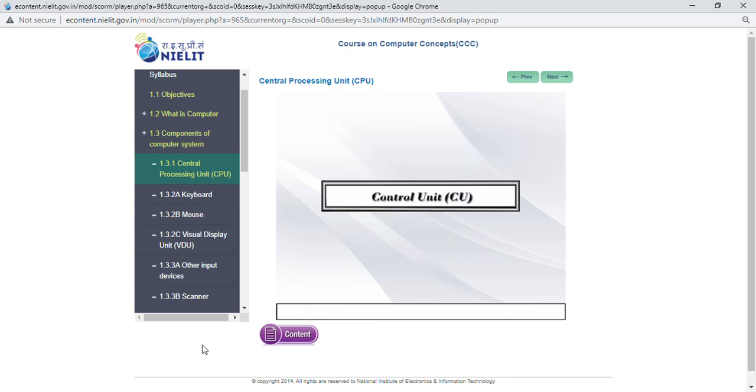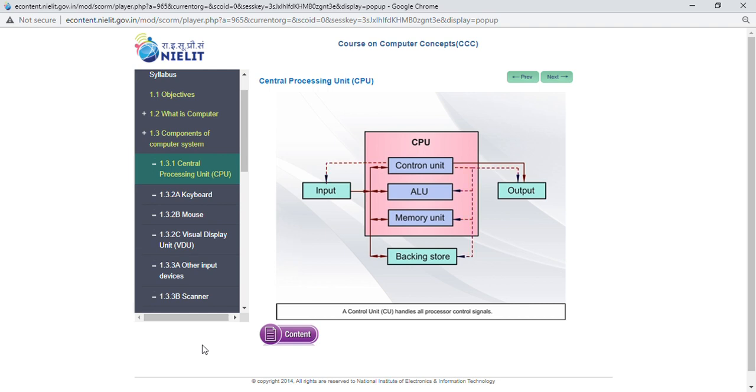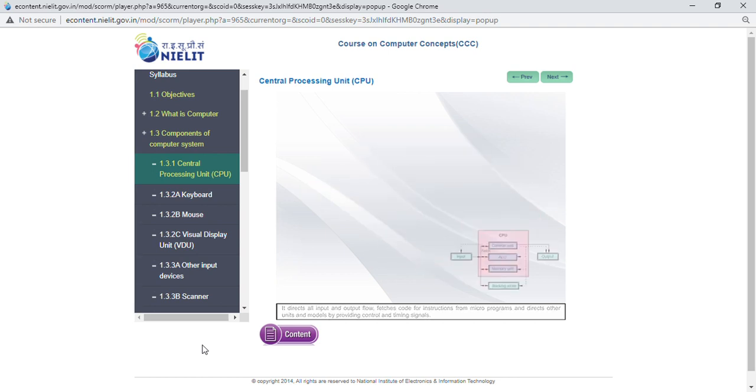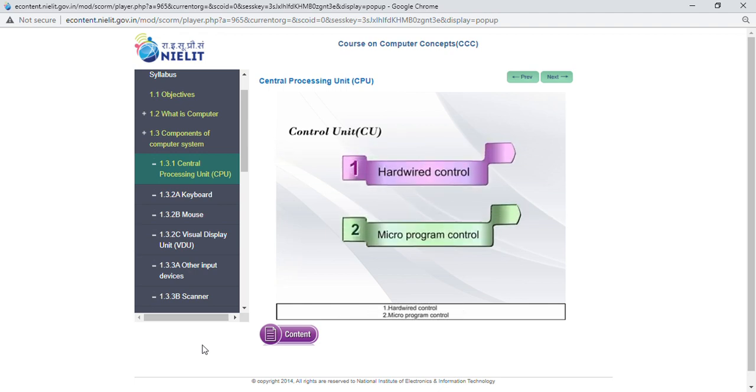Control Unit, CU. A Control Unit handles all processor control signals. It directs all input and output flow, fetches code for instructions from microprograms, and directs other units and modules by providing control and timing signals. The control unit is designed in two ways: hardwired control and microprogram control.